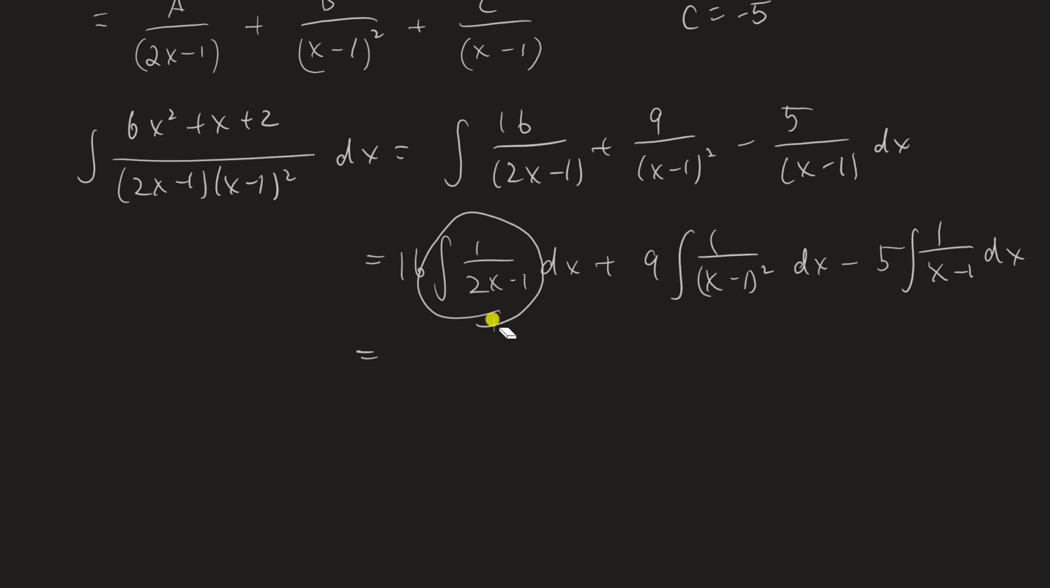Here, we will make use of ln. So to turn this into a 2, because there will be the differentiation on the bottom, you will need to borrow from the 16. So this will give you 8 ln 2x minus 1.